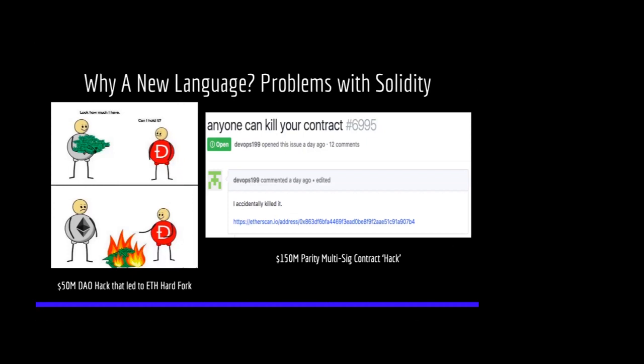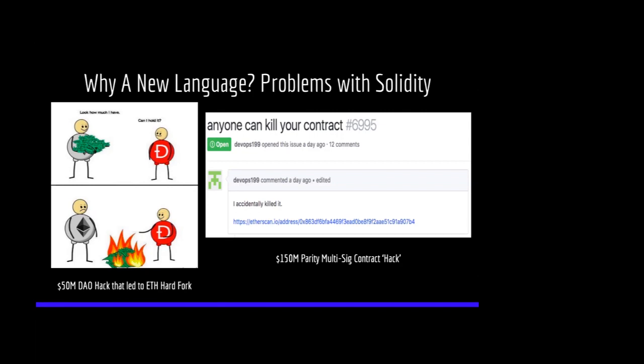So the question is, why a new programming language? What are the problems with Solidity? As Amrit had mentioned, we had a $50 million DAO hack that led to the Ethereum hard fork, and we had two chains, ETH and ETC, that is Ethereum and Ethereum Classic. You can argue which one is the true one. But eventually, they had to roll the blockchain back for the ETH chain, so that the DAO fork never happened in that chain.